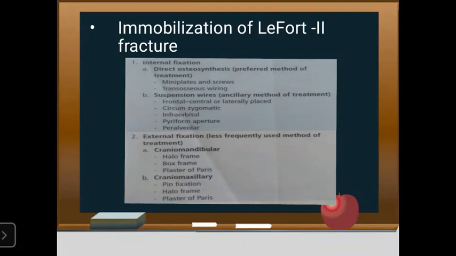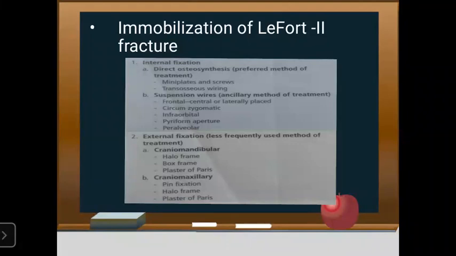Internal fixation includes direct osteosynthesis, which is the preferred method of treatment, done by miniplates and screws and transosseous wirings. Suspension wires, which is the ancillary method of treatment, are done by wire attachment at the frontal, central, or laterally placed, circumzygomatic region, infraorbital region, at the piriform aperture or peralveolar.